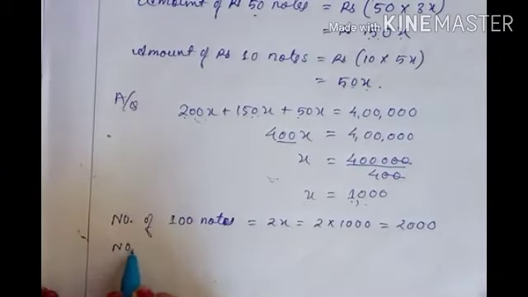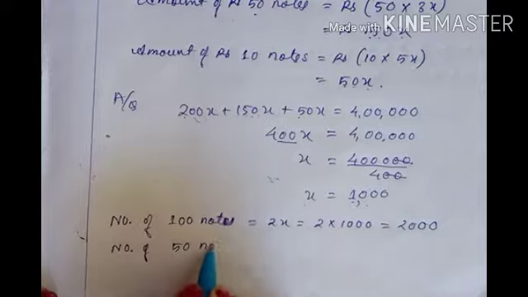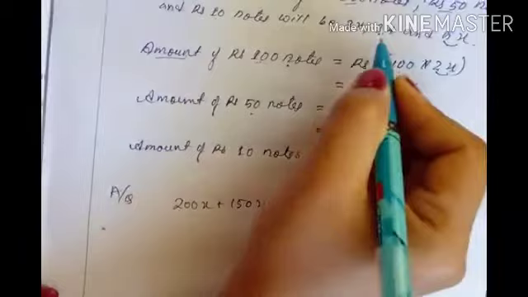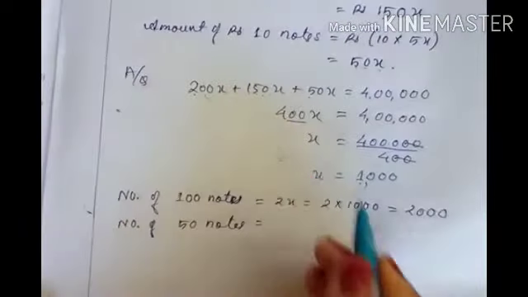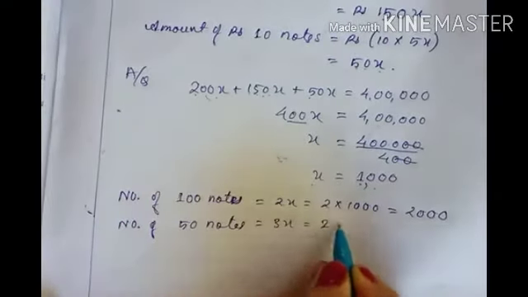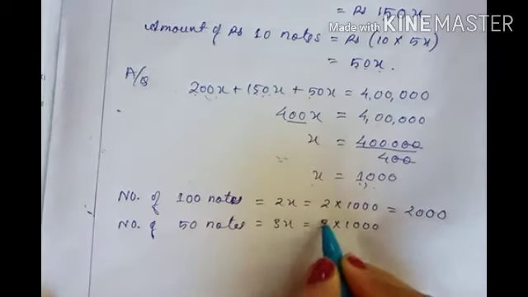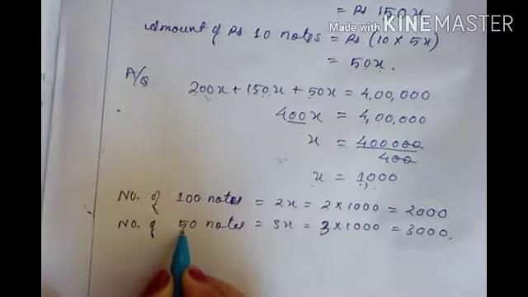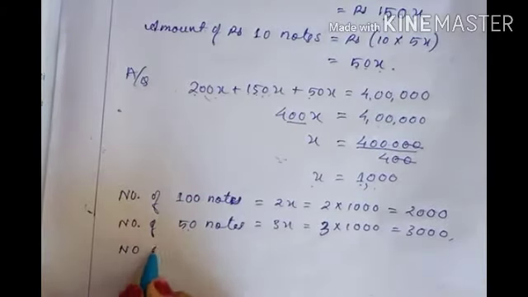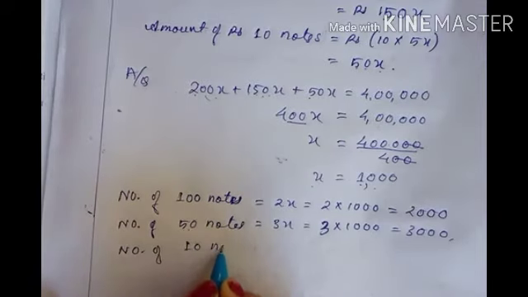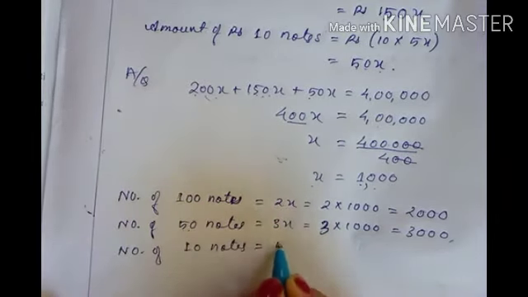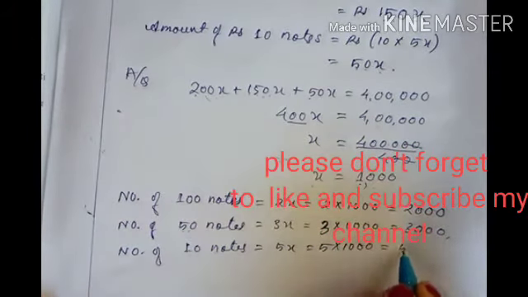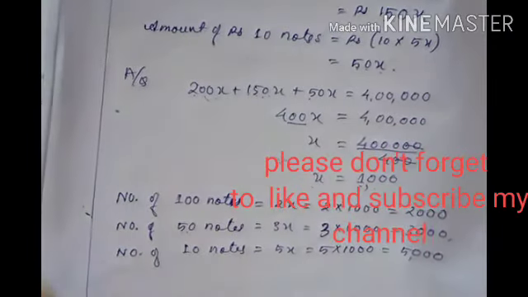Now next, the number of 50 notes. We assumed it is 3x, so you multiply 3 into 1000, and you will get 3000. So there are 3000 notes of 50 rupees. Next, the number of 10 notes is equal to 5x. Now 5 into 1000 is 5000. So there are 5000 notes of 10 rupees.